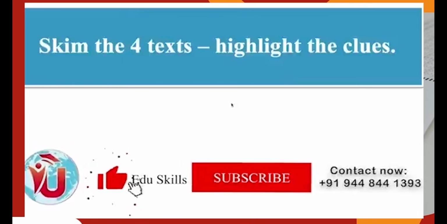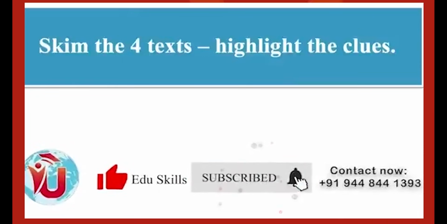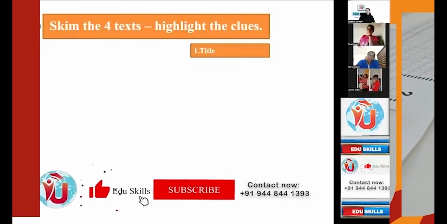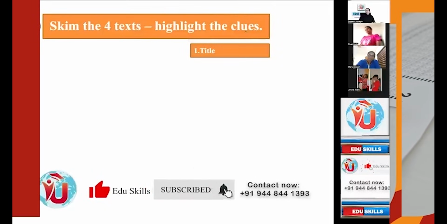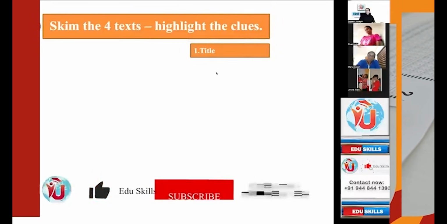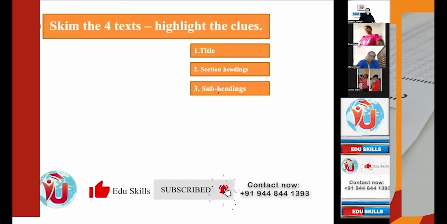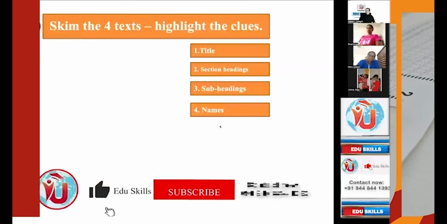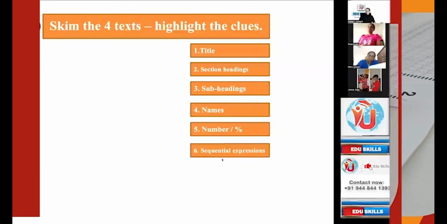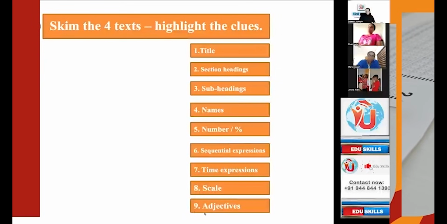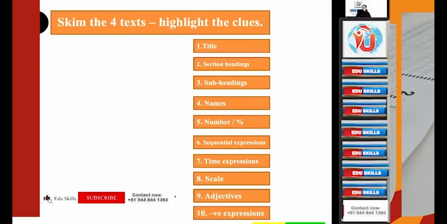And skim the full text and highlight the clues. The first business is to skim, which means just go over the full text. Highlight the clues means you have to underline or highlight the title, the section headings, the subheadings, the names, the number or percentage, sequential expressions, time expressions, scale, adjectives, and negative expressions.